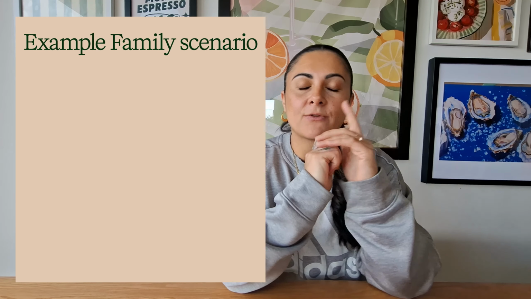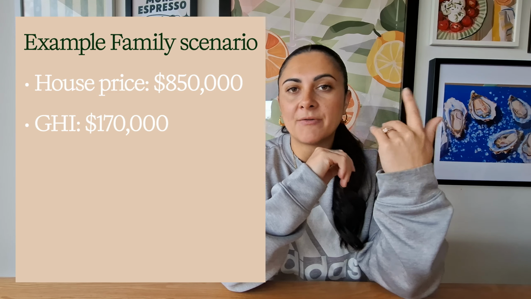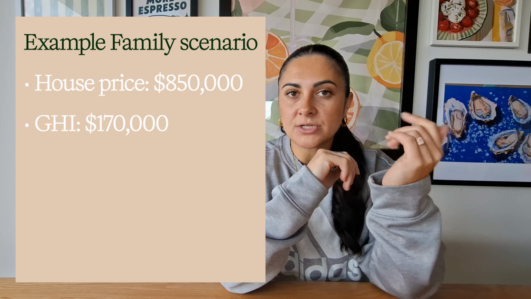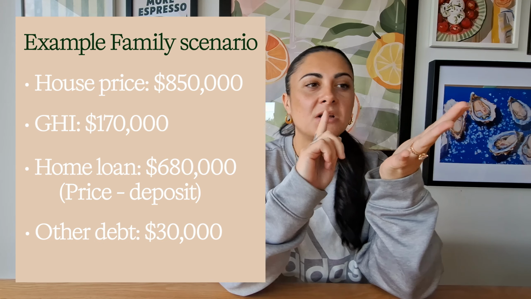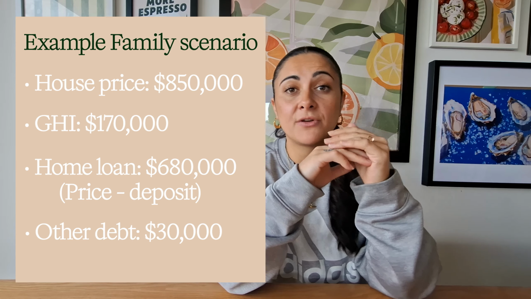As a starting point, we've got house price, which is $850,000, income of $170,000 gross, home loan of $680,000. There's other debt, so car, personal loan, credit card of $30K. And those are the numbers that we're going to work with for this family.